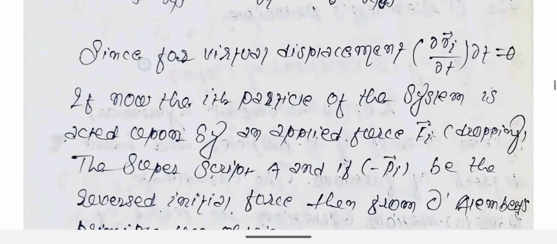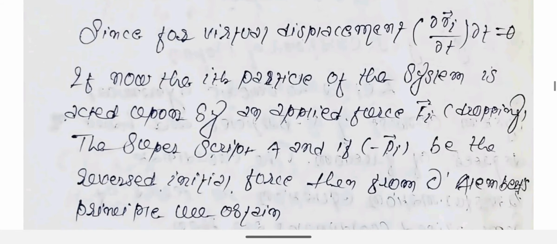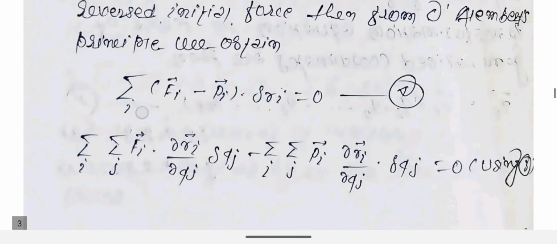Since for virtual displacement, del Ri vector by del t into del t is equal to 0. If now the ith particle of the system is acted upon by an applied force Fi vector, dropping the superscript a, and if minus Pi dot be the reversed inertial force, then from D'Alembert's principle we obtain sigma i Fi vector minus Pi dot vector into del Ri is equal to 0. This is equation 4.